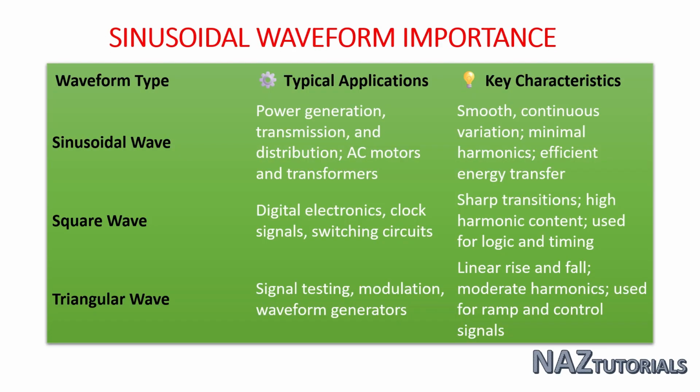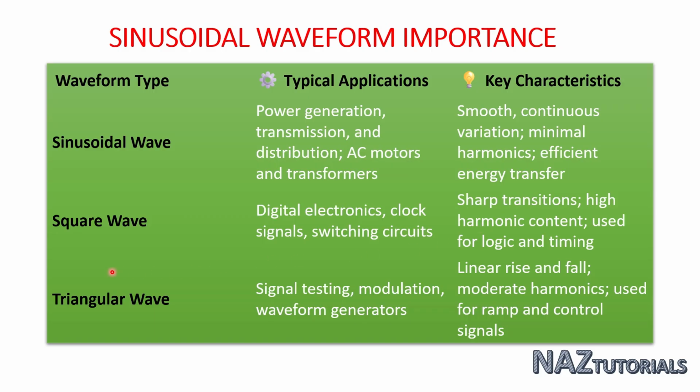As we discussed the importance of the sinusoidal waveform in an electrical circuit, now we analyze the alternating waveforms and their applications and their key characteristics. First, analyze the sinusoidal wave that is used for power generation, transmission, distribution, and for AC motors and transformers. Its characteristics are smooth, continuous variation, minimum harmonics, and efficient energy transfer.